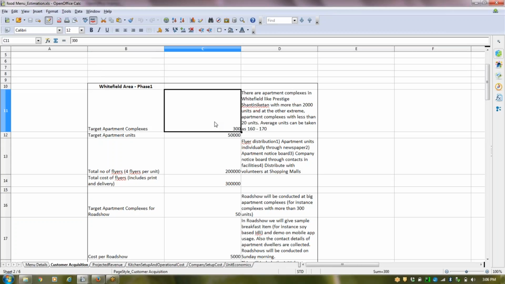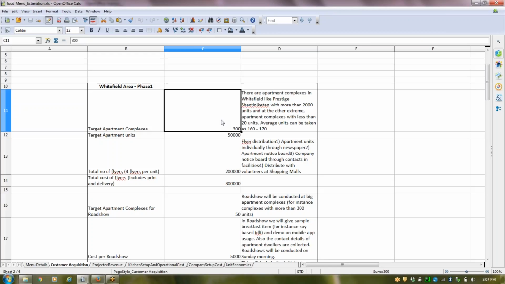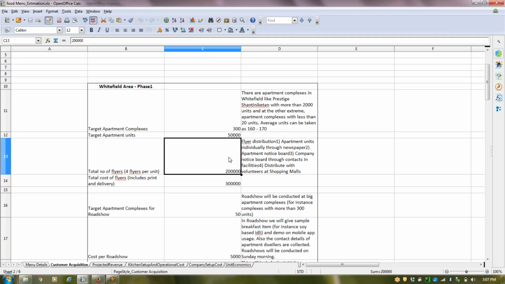In phase 1, they have said that in the Whitefield area, they'll be targeting 300 apartment complexes. These are not 300 apartment units. One complex would maybe have 100 to 1,000 apartments inside the complex. So they are targeting 300 apartment complexes, and they're targeting 50,000 units in total. And what are they going to do? They're going to distribute flyers. To each apartment unit, they will print and distribute 4 flyers.